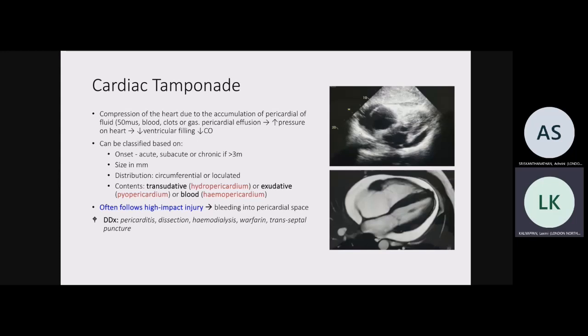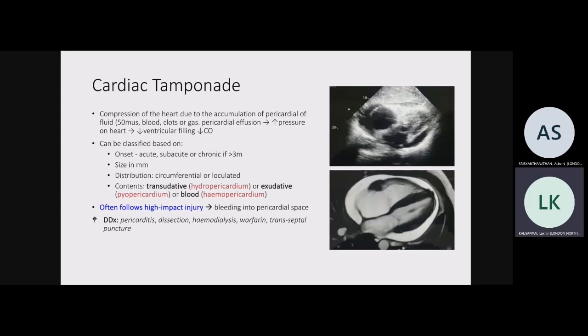You can also classify according to the content. So transudate would tend to be fluid, so hydropericardium. Exudate could be a sign of infection potentially, which is pyopericardium, and then obviously hemopericardium, more commonly seen with trauma, which is blood in the pericardium. Differentials I've listed there below, and these echoes essentially just show, I'm sorry I don't have a pointer, but I think you can all appreciate that there is an enhancing fluid area around the heart, especially on the bottom one.